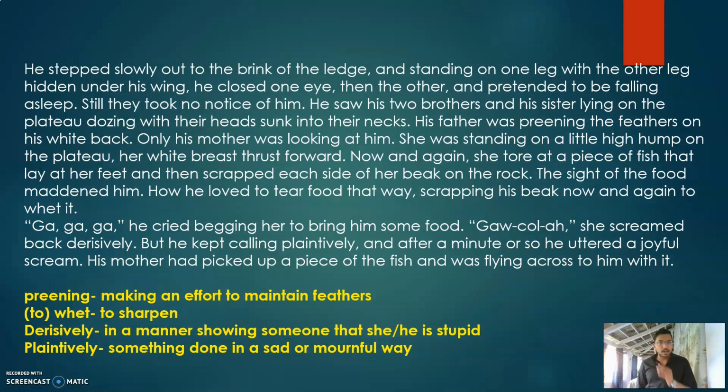Other leg hidden under his wing, he closed one eye and then he closed the other eye and pretended to be falling asleep. He was showing to others that he was sleeping. Still, they took no notice of him. Now, it is written pretended. Why is he pretending? Because he wanted his family members to take care of him, to notice him.